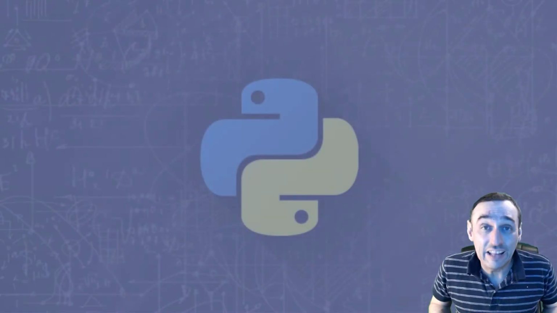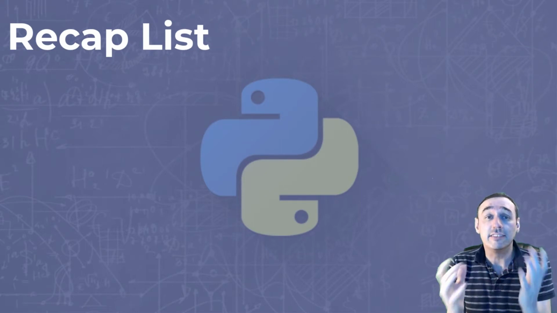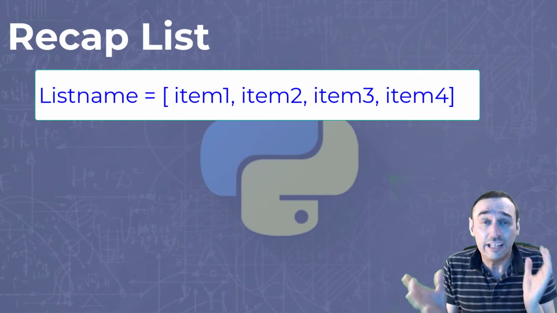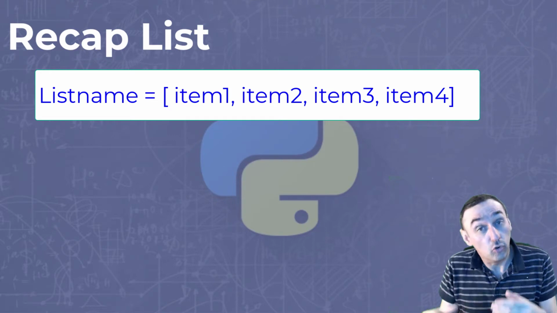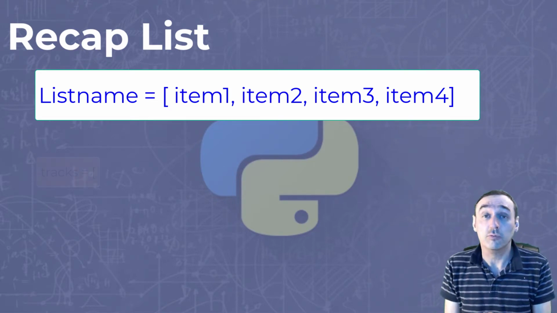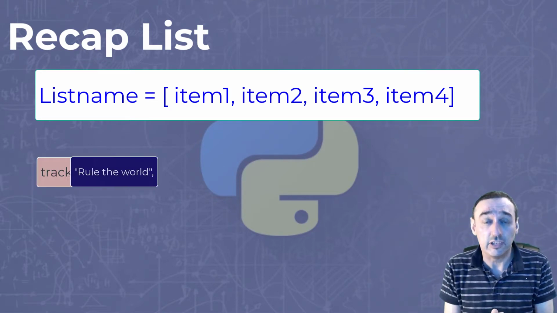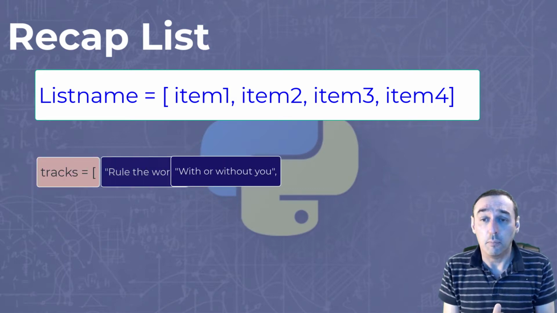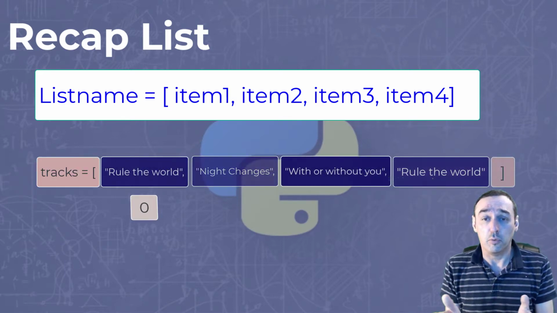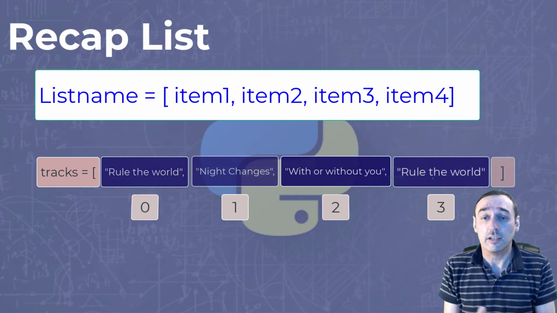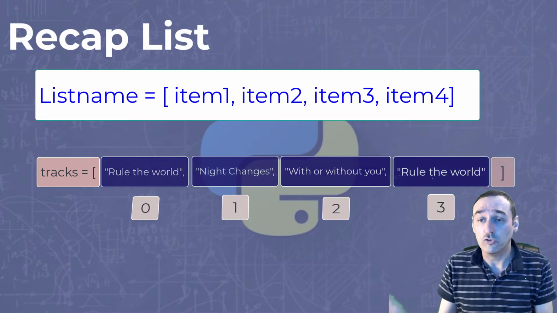So to recap what an actual list is: a list is a data structure in Python that is an ordered sequence of elements. Each element or value inside a list is called an item. If I take this example of music tracks on my playlist, I have the following tracks listed there, with each track given an index value of 0 to 3.